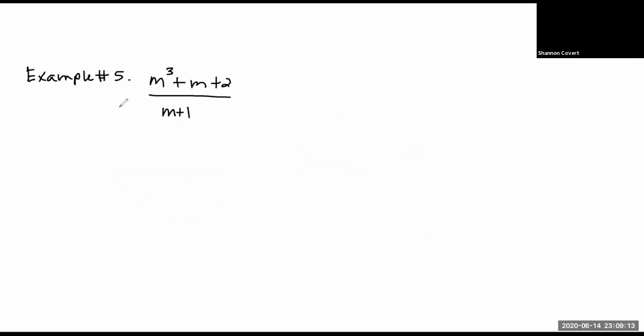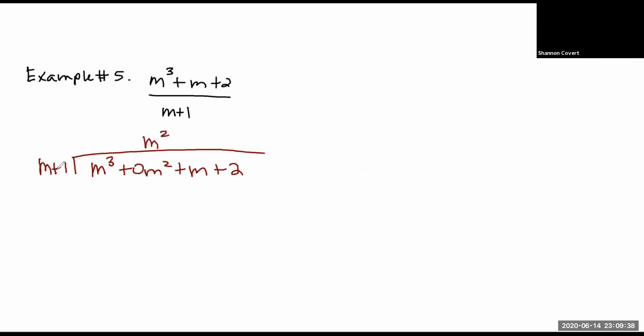Example number 5, we have m cubed plus m plus 2 divided by m plus 1. I do need a placeholder here. M plus 1 is going to go on the outside. Inside, I have m cubed plus 0m squared plus m plus 2. M times what gives me m cubed? The answer to that is m squared. M squared times m is m cubed. M squared times 1 is m squared.